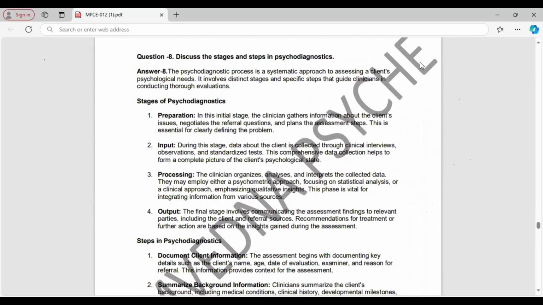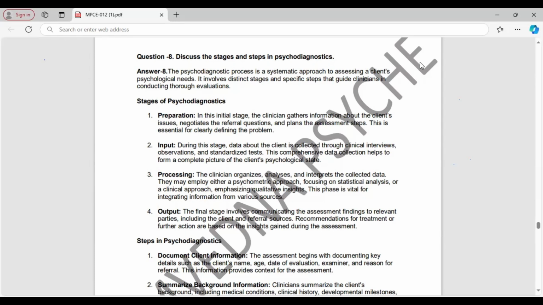Psychodiagnostics is a structured approach to assessing a client's psychological needs, comprising distinct stages and specific steps for thorough evaluation. Stages of psychodiagnostics include preparation. This is the initial stage, which involves gathering information on clients' issues, negotiating referral questions, and planning assessment steps crucial for problem definition.